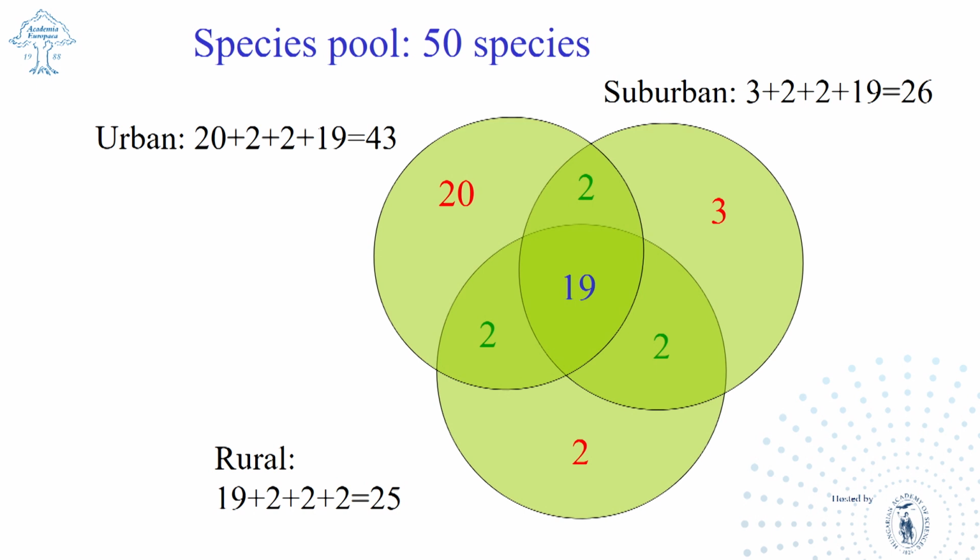And if you look at the other parts of the Venn diagrams, you can see that, let's say this one here, rural, especially species which were present only in the rural area, was only 2, roughly. The same picture for the suburban area. But the reason for the extremely high number of species is that in the urban area there were a tremendous lot of species which were present only in the urban area.